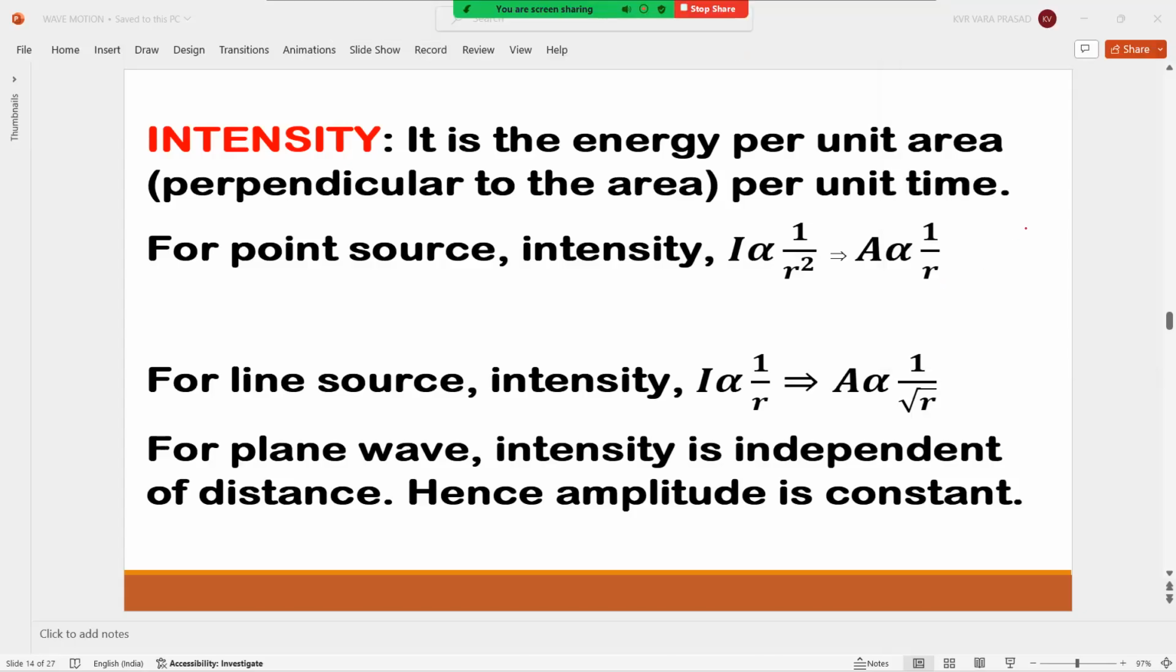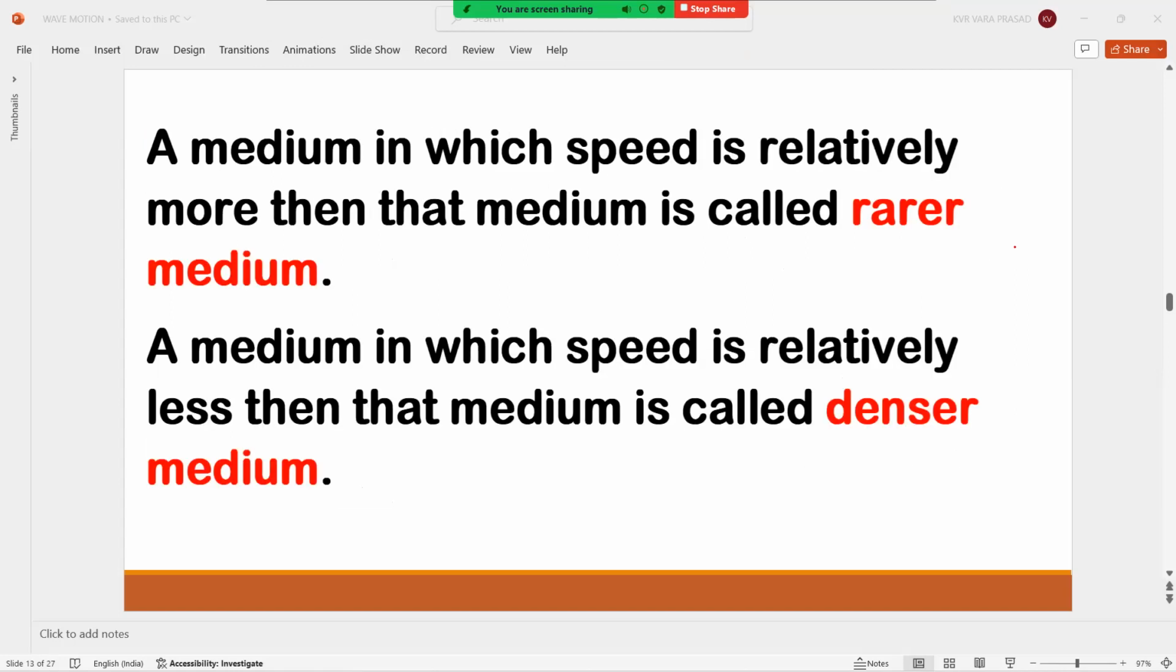Hi students, in this lecture we are going to continue the wave motion. In the last class we discussed up to a medium, meaning speed. Regarding speed, a medium in which speed is relatively more is called a rarer medium, and a medium in which speed is relatively less is called a denser medium.